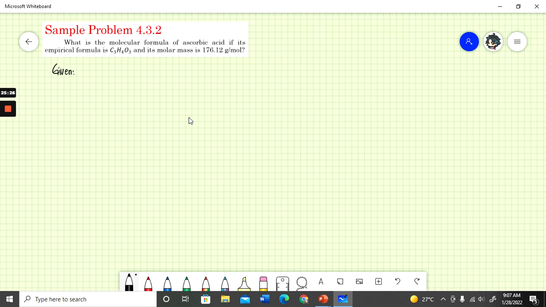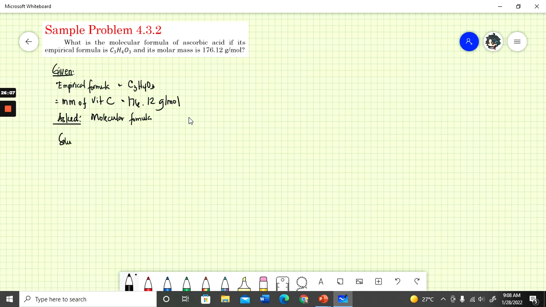So first, let's write our given. We are given the empirical formula of vitamin C, which is C3H4O3. We were also given the molar mass of vitamin C, which is equal to 176.12 grams per mole. So after identifying that, let's ask ourselves what is being asked of us to find. They asked us to find the molecular formula.